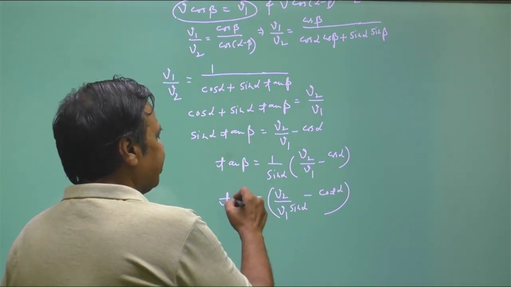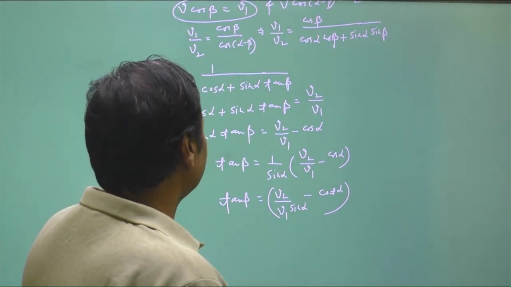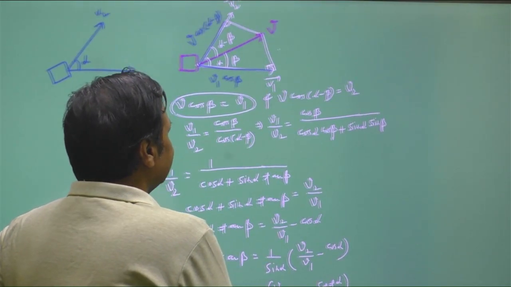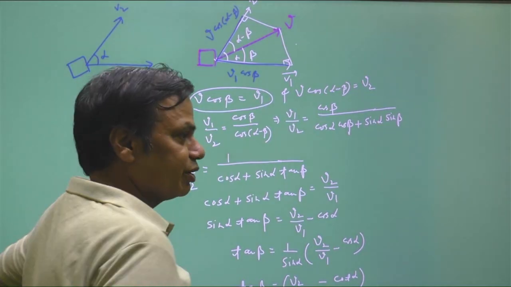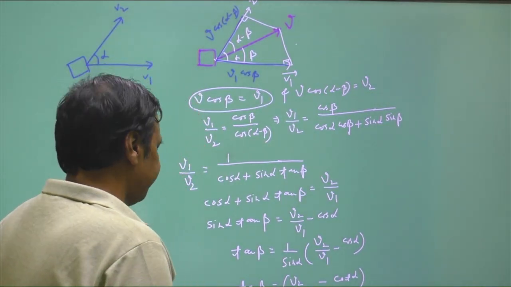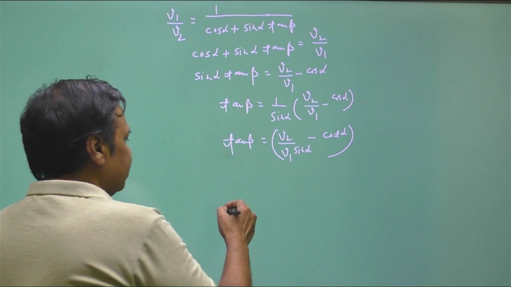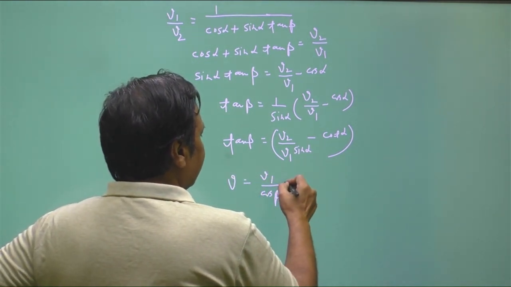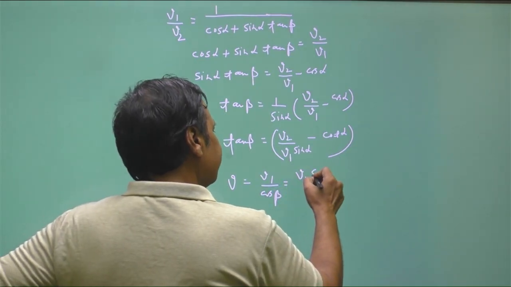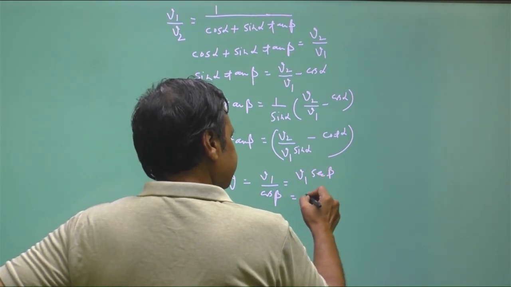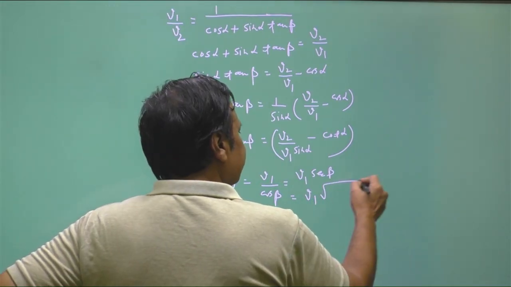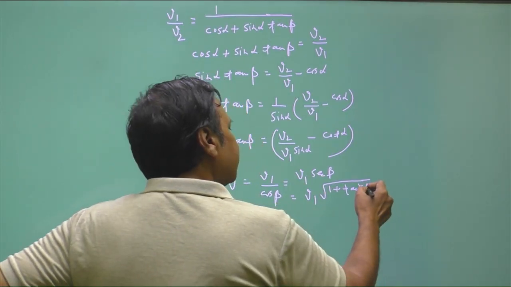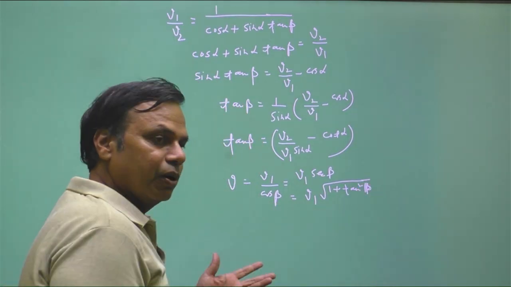From my point of view, the problem is solved, because we earlier had v cos beta equals v1. That means v equals v1 upon cos beta, so v is v1 sec beta. So the answer will be v1 under root 1 plus tan square beta. And I think you got the answer.